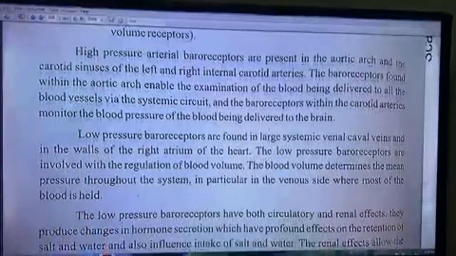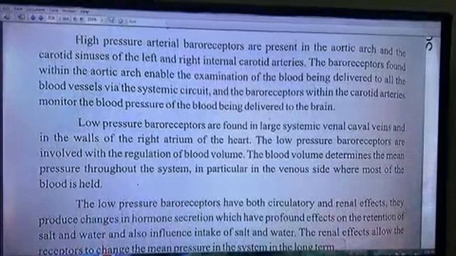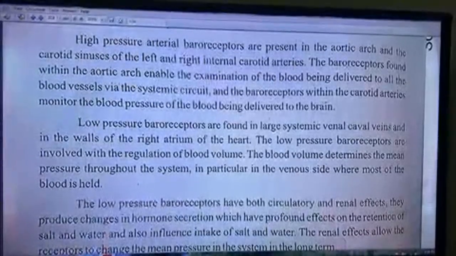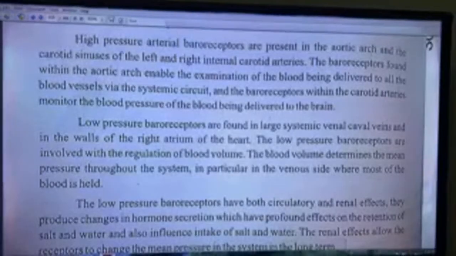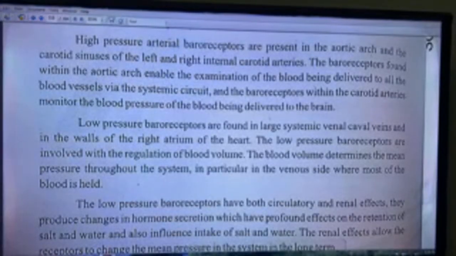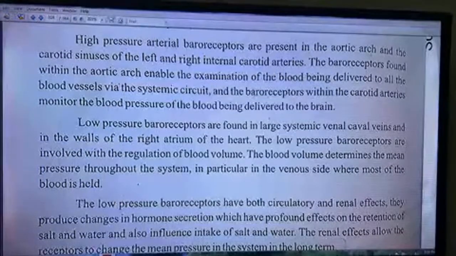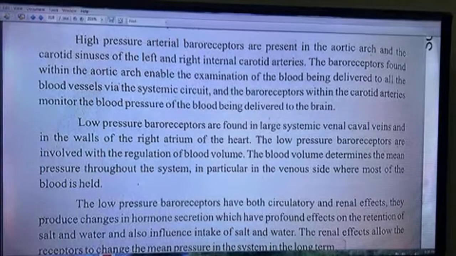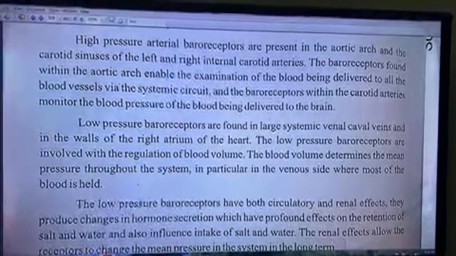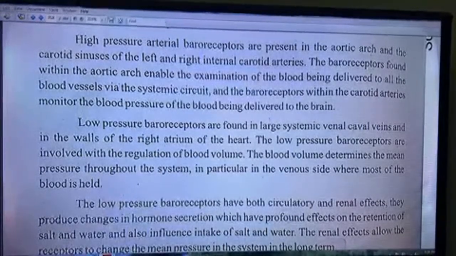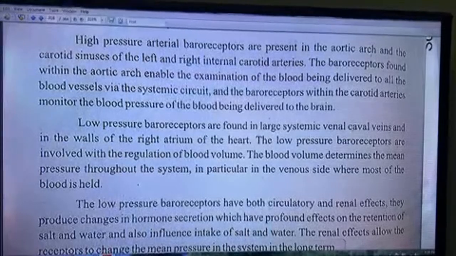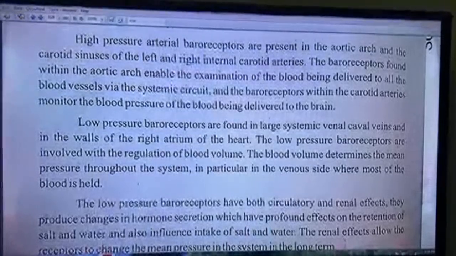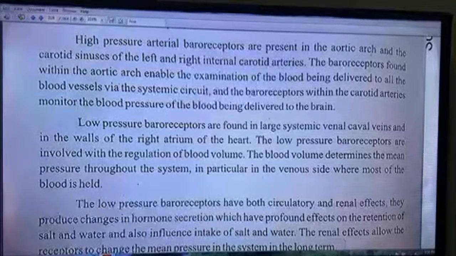High pressure arterial baroreceptors are present in the aortic arch and the carotid sinuses of the left and right internal carotid arteries. The baroreceptors found within the aortic arch enable the examination of blood being delivered to all the blood vessels via the systemic circuit, and the baroreceptors within the carotid arteries monitor the blood pressure of the blood delivered to the brain.